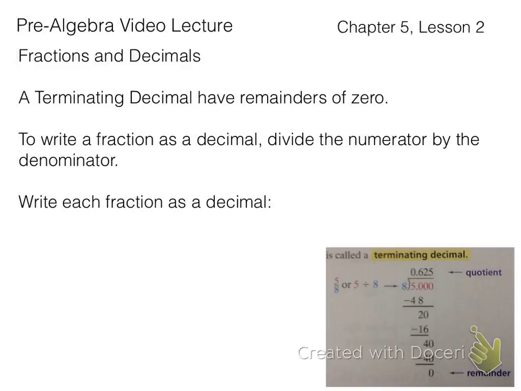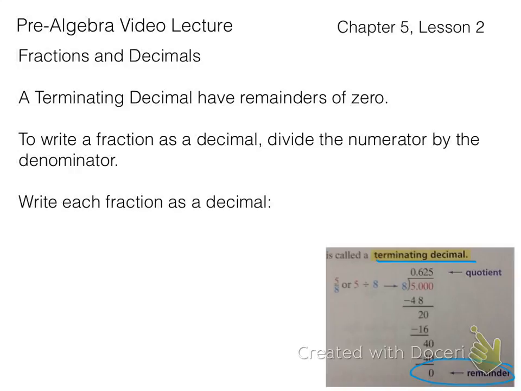Fractions and decimals. A terminating decimal has a remainder of 0. And Miss DH, what do you mean by remainder of 0? Well, if you look down here in the lower right-hand corner, we see 5/8, or 5 divided by 8, because remember, a fraction bar is just a fancy way of writing division. Top number goes in the house, bottom number goes outside the house. Divide. If you can get a 0 down here, that means it is a terminating decimal. It means it doesn't go on forever.